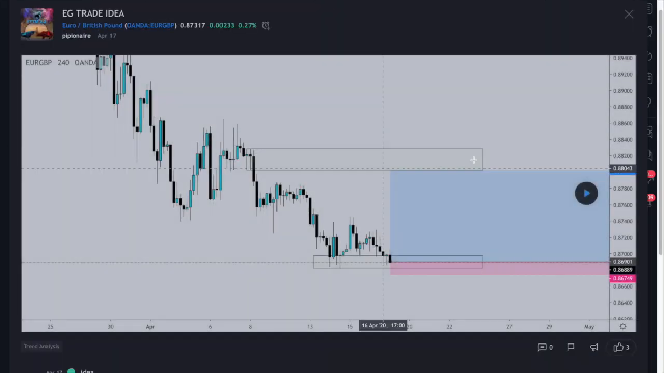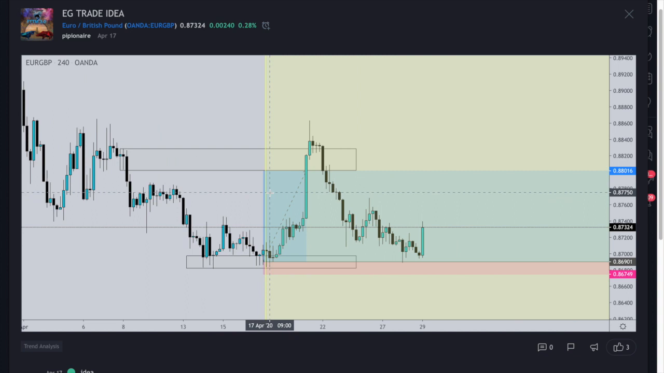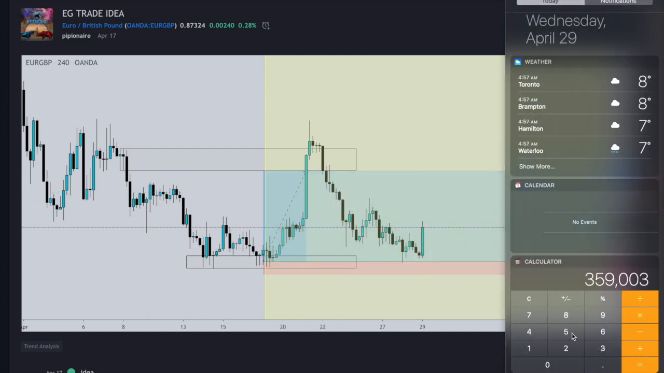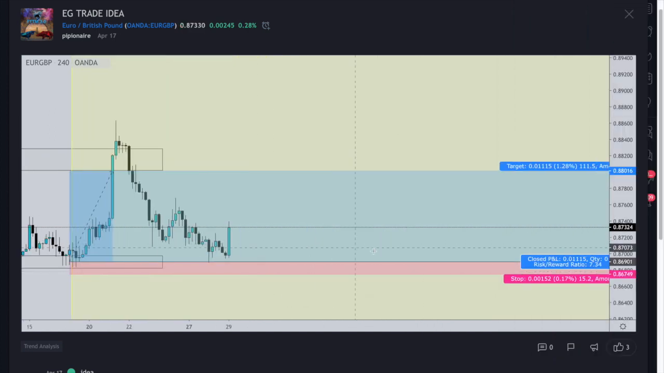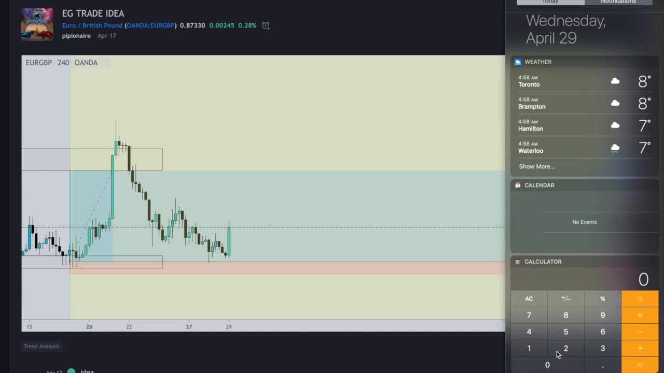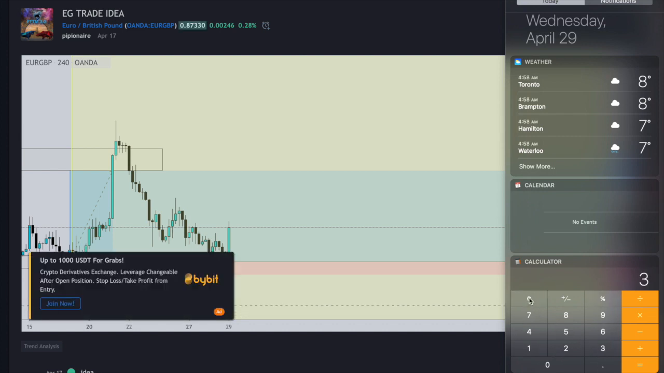So yeah, this is the last trade. We're at 35.9k. And this trade actually hit 1 to 7.34. So 7.34 times 5. So we would have made 36.7% return on this trade. 36.7% times 1.367. So the account would nearly be at $50,000. So yeah, I'm gonna say it's at $50,000 just to make it easier.